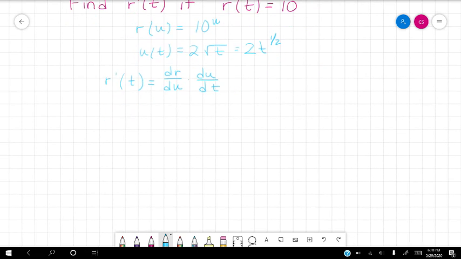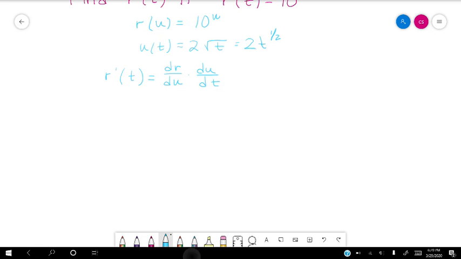All right, and r is an exponential function. So according to our definition, the base b is 10. So it's going to be 10 to the u times the natural log of 10. All right, so that's the derivative of the outside function, times the derivative of the inside function. All right, we can just keep the constant out front. Bring that exponent down. And then subtract 1. 1/2 minus 1 is negative 1/2.